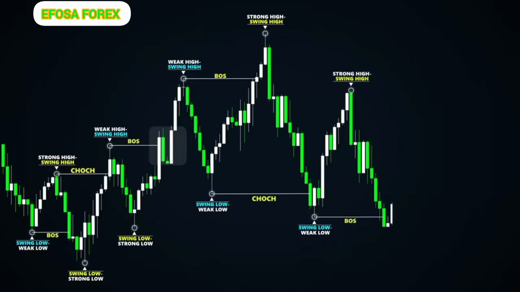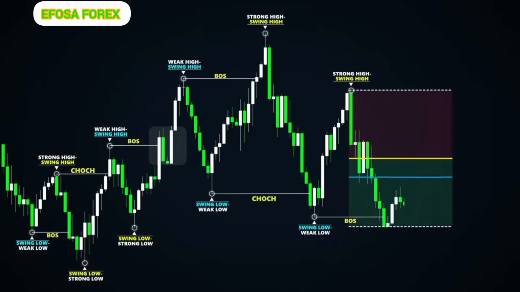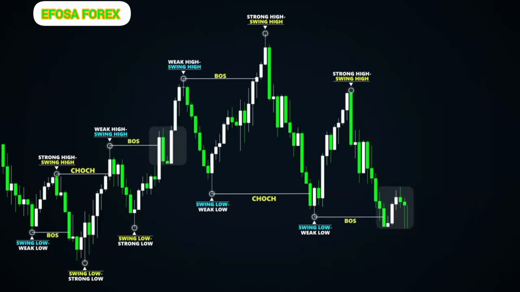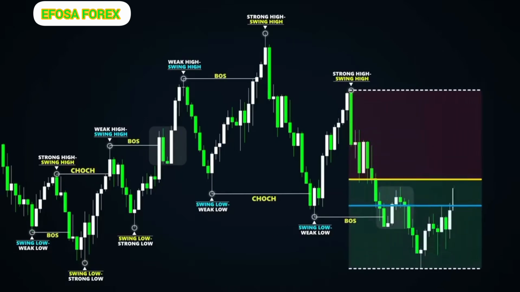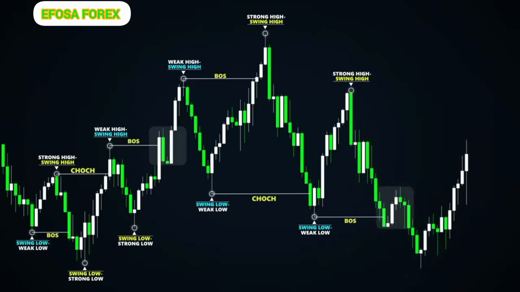Next, price pulls back slightly. Use your Fibonacci tool again from the strong high to that small pullback. This time, price doesn't reach the 38.2% or 50%, so it's not a valid pullback. It's just a continuation move, and price keeps falling. Eventually, price pulls back deeper. Use the Fibonacci tool again from the same strong high. Now, price hits both the 38.2% and 50% levels, so yes, it's a valid pullback. We mark the weak low.